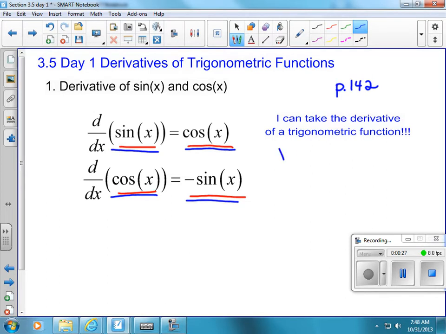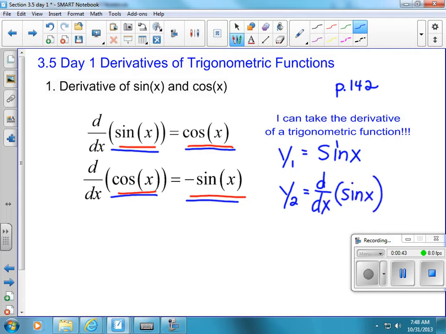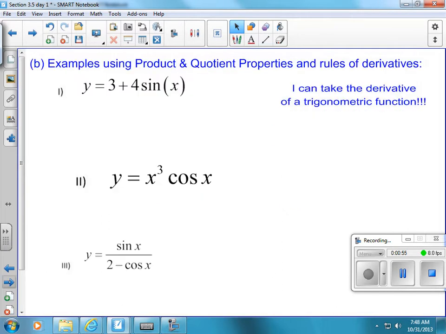And this is kind of interesting to see. If you use your calculator and go to the y1, y2 graphing functions, and you put in the sine of x, you'll see a sine curve. If you use your calculator functions to take a derivative and put that into y2, you'll see that the derivative is the cosine function. So that's kind of neat to look at, and these are described on page 142 of your book.